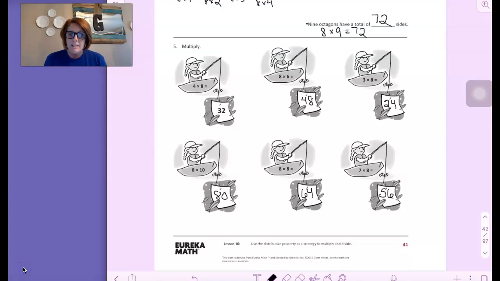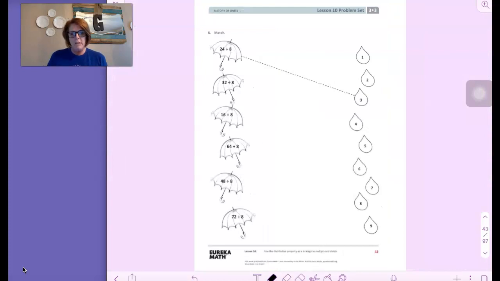Welcome back. Did anybody figure out which problem, which multiplication fact down here was not up top with the octagons? It was 8 times 10. So check your work, check your answers on here. And let's move on to the next page, number 6.